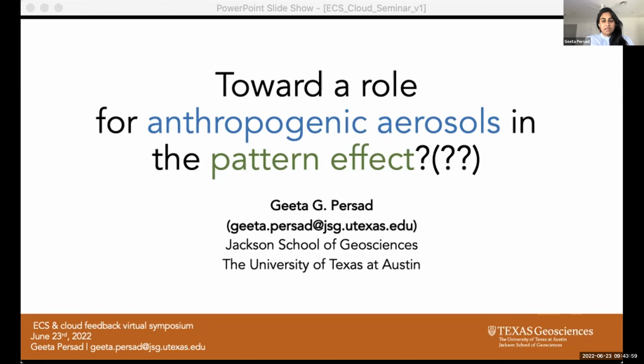But I hope by the end of this to convince you that it's worth for us to think more critically about the ways in which the time evolution of aerosol spatial pattern might influence the time evolution of climate feedbacks, and therefore the estimates of climate sensitivity that we're making based on the historical period.